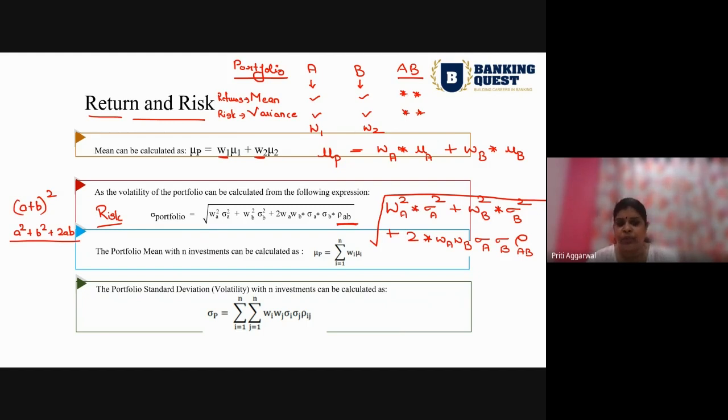And if, let's say, the portfolio has N investments, then it will be a summation of all the securities, because here I was taking a portfolio of only 2 securities. But let's say if there is a portfolio of N number of securities, then I am going to take a summation of all the weights into their respective means, right? And the standard deviation will also be with the weights and their respective standard deviations and the correlation between the securities, right? So that is how we calculate the risk and return of a portfolio.